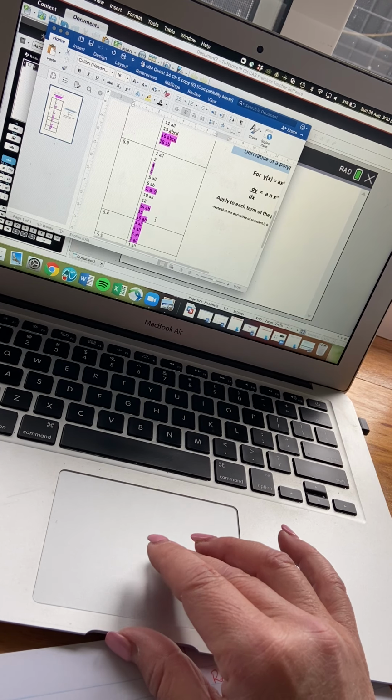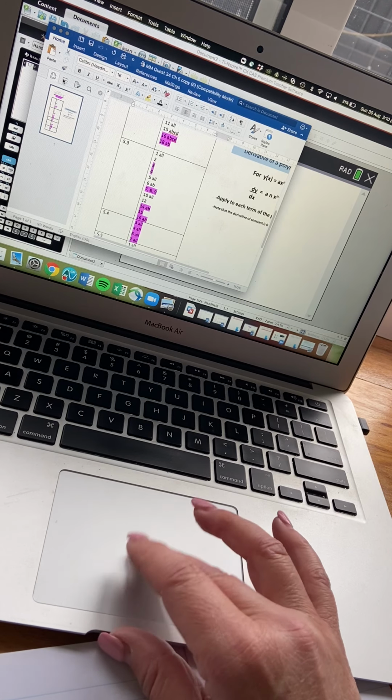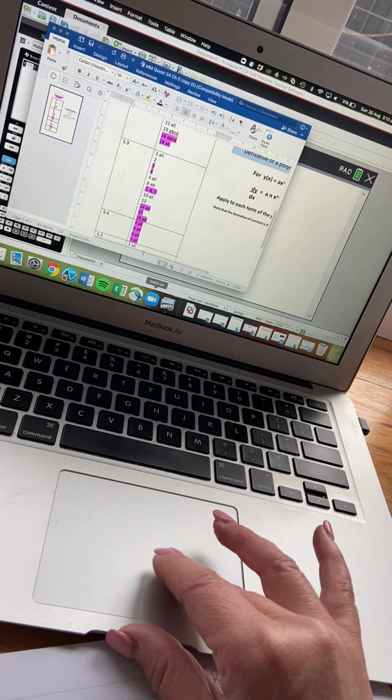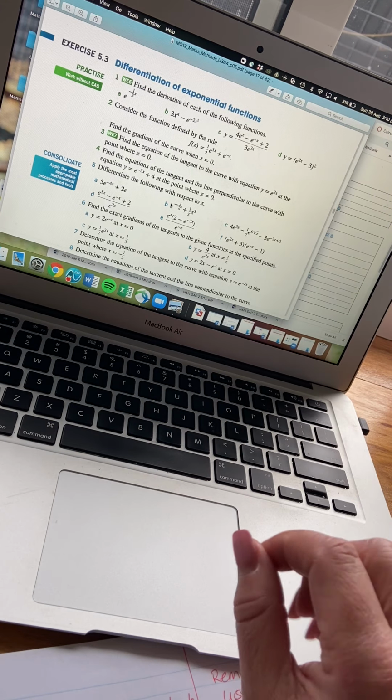The highlighted purple is Calc Active, so that'll save you a heap of time. Make sure you pay attention to that. And the textbook looks like this: differentiation of exponential functions.